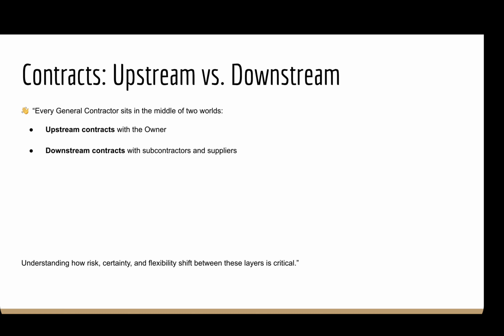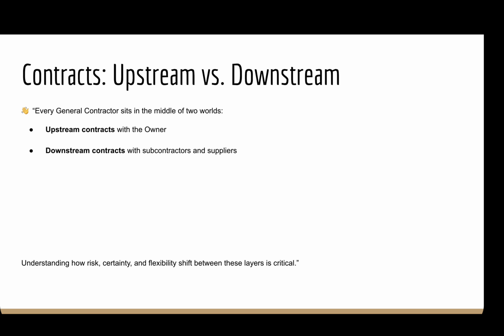Contracts equal risk, scope equals certainty. When the scope is well defined, the owner gets budget certainty. The general contractor carries the risk if the costs go up. When the scope is unclear, the owner has less certainty, but more of the risk stays on them.